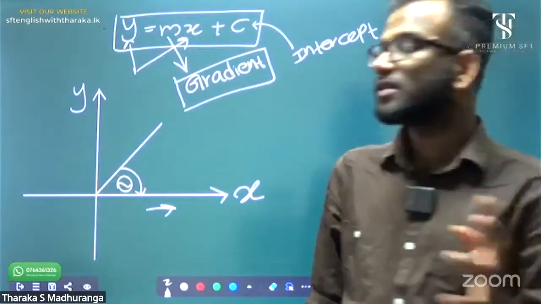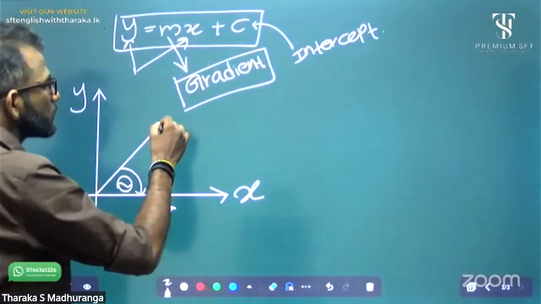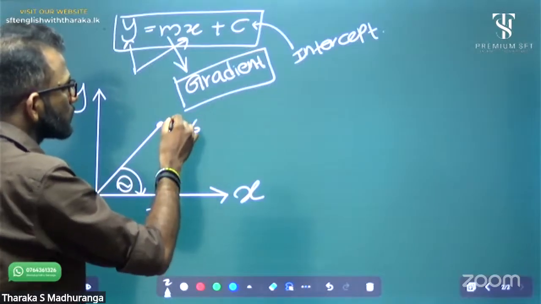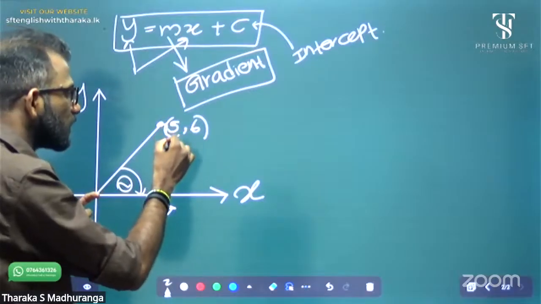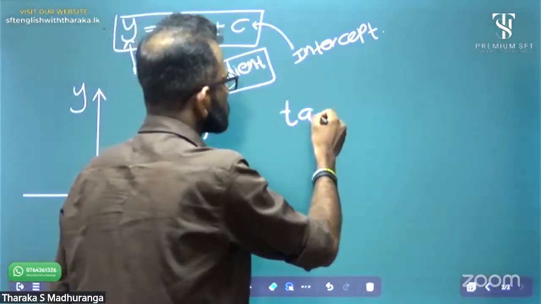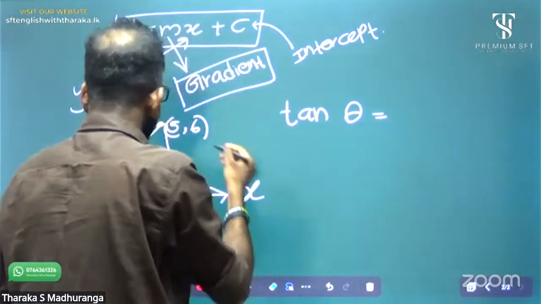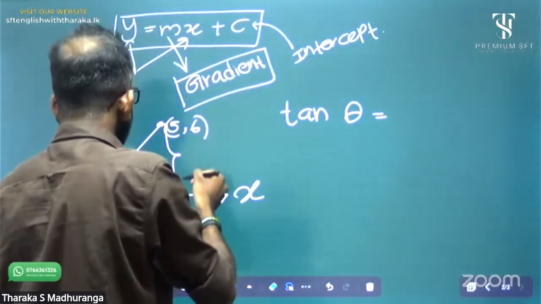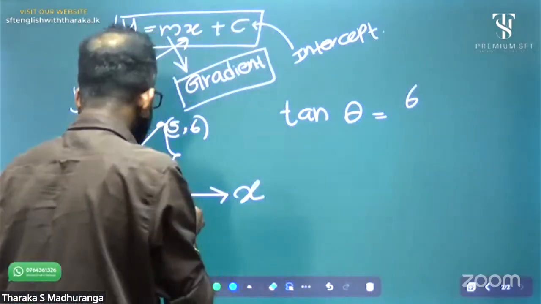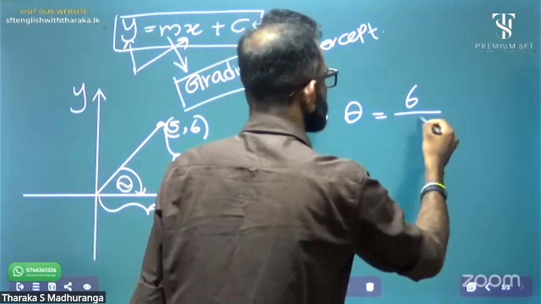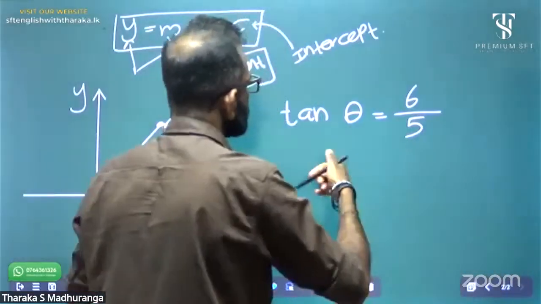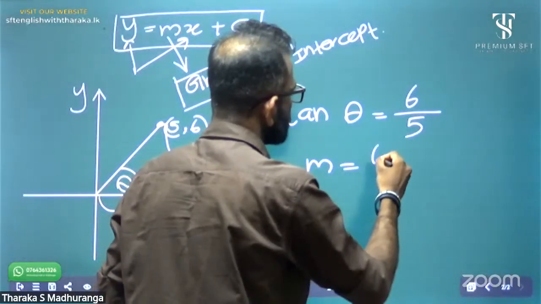How to calculate? Now think this point is (5, 6). How to calculate? You can get this height and this adjacent side. Then you can calculate the tan theta. Tan theta equals 6 over 5, because the y value is 6 and the adjacent side, the x value, is 5. Okay, tan theta equals 6 over 5. Then the gradient equals 6 over 5.